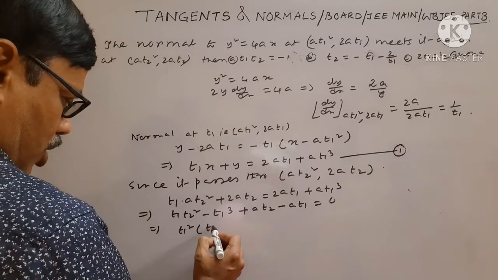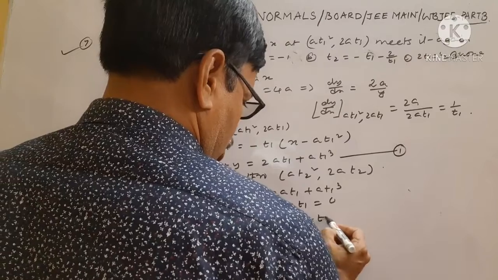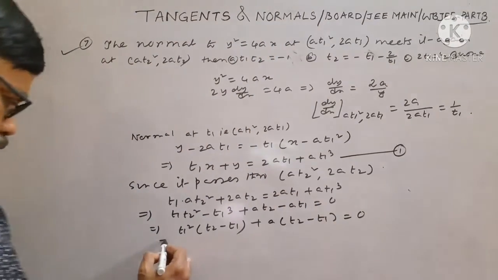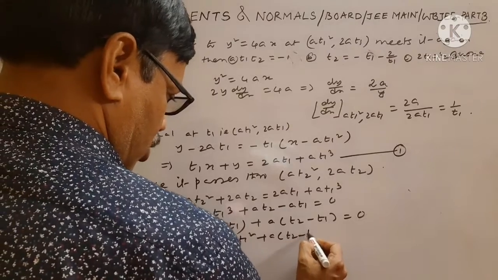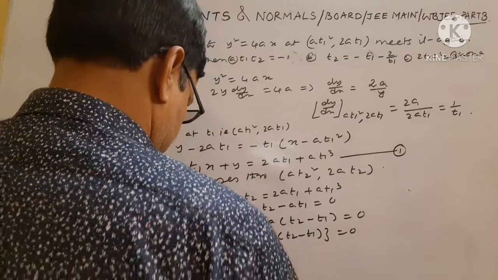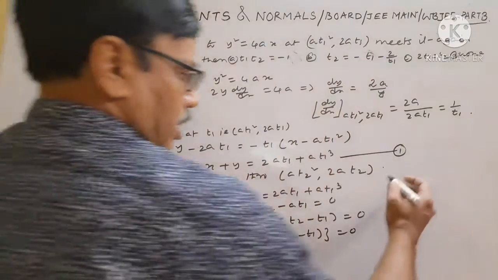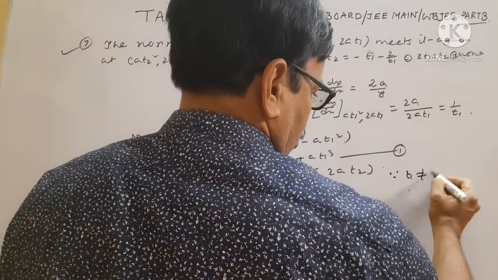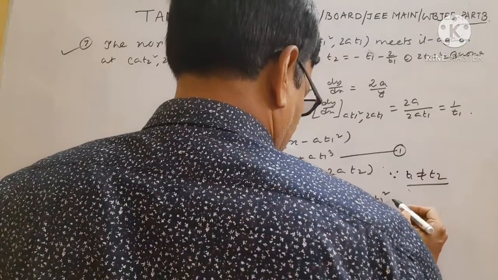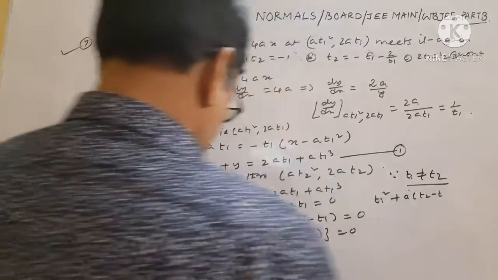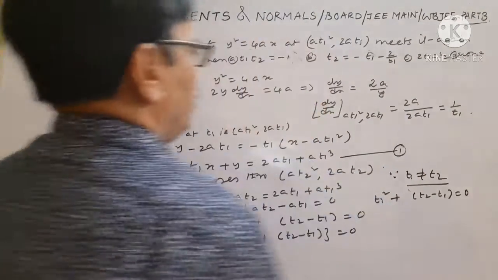So t1² common, t2 minus t1. Now a common, t2 minus t1 equals 0. Now (t2 minus t1) into (t1² plus a) into (t2 minus t1) equals 0. t2 minus t1 common. Now they are different points, since t1 not equals t2, this option is not possible. So what we are getting, t1² plus a into t2 minus t1, a is cancelled out, t2 minus t1 equals 0.